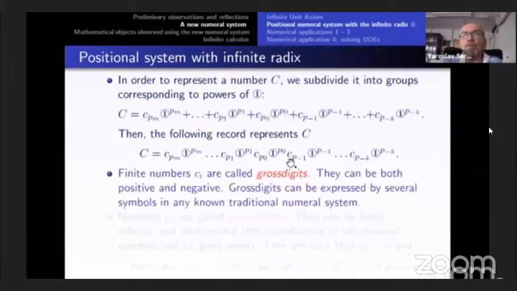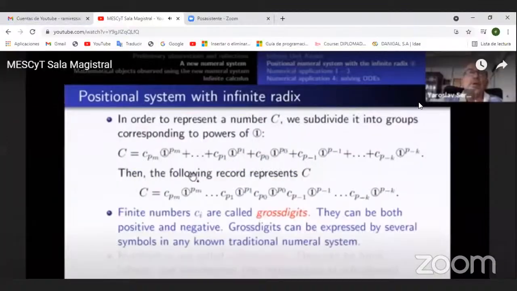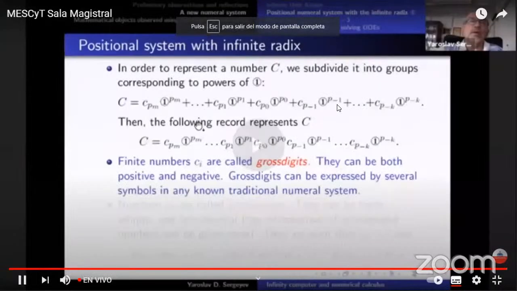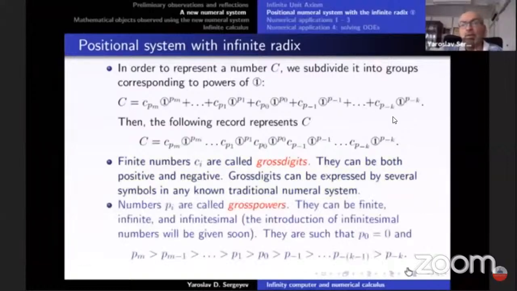The C are called gross digits, and they represent how many, which part of each of the powers of gross one will be included in our number. Gross digits can be positive or negative, and they express finite quantities. Then there are gross powers that are ordered, and also they can themselves be of this kind.